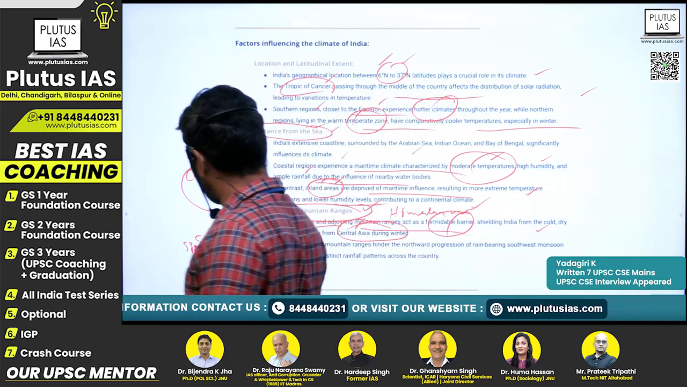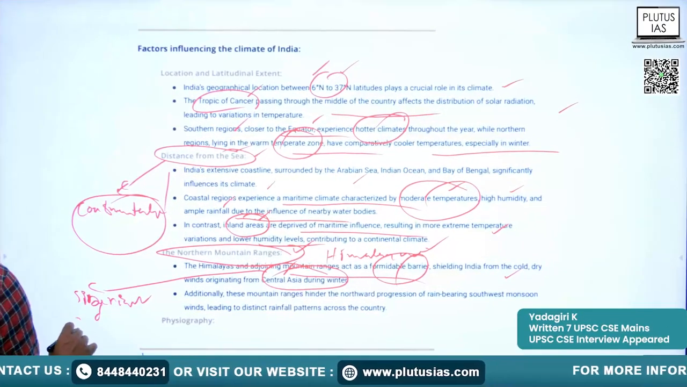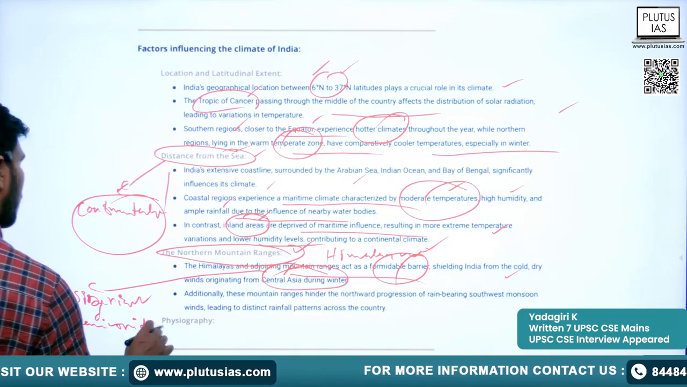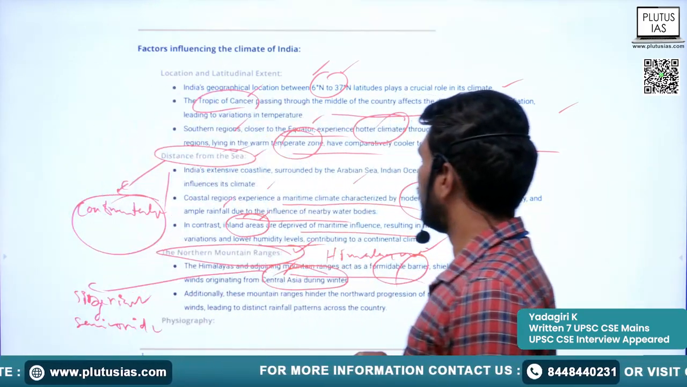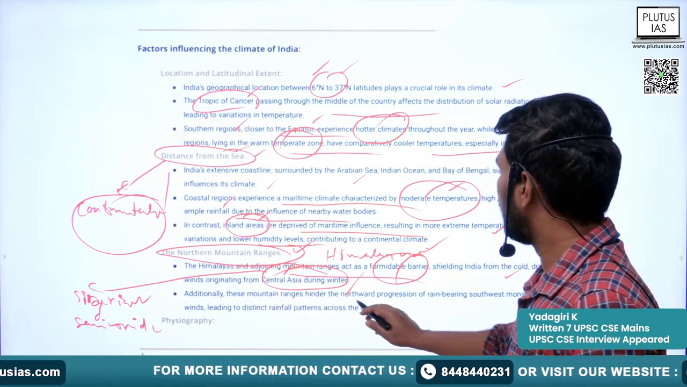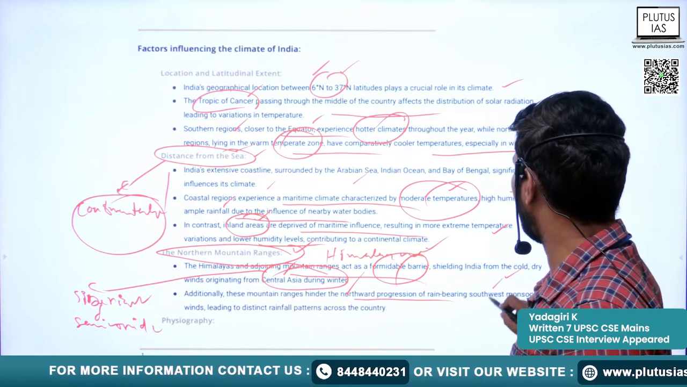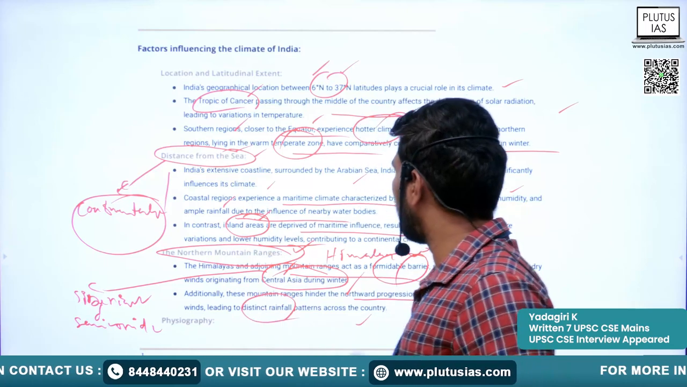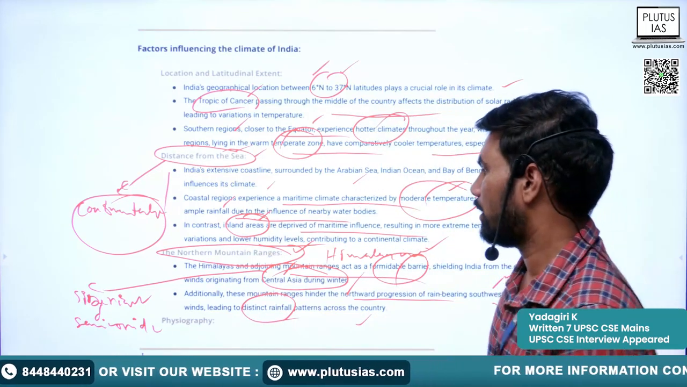Because of this reason, we have a semi-arid climate. Additionally, these mountain ranges hinder the northward progression of the rain-bearing southwestern monsoon winds, leading to distinct rainfall patterns across the country.